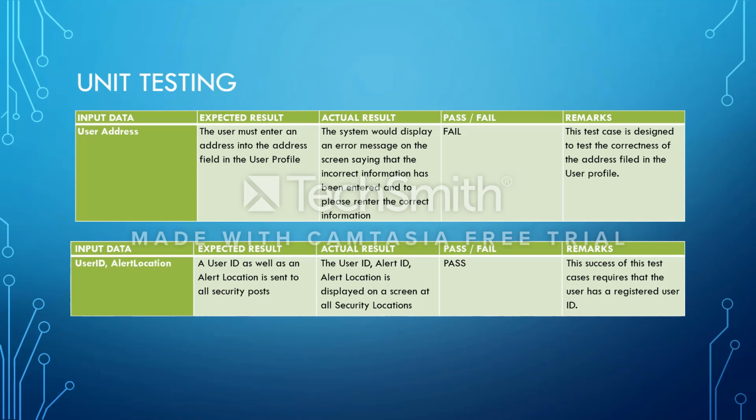The two tables shown depict two test cases under the unit testing scheme. The first one shows the testing of entering a user's address. This test is shown as a fail to demonstrate how the system will behave if incorrect data is inputted into it. The second unit test involves the input of a user ID and alert location to ensure that the alerts aspect of the system works as expected.